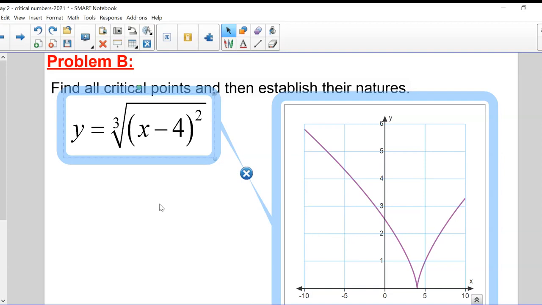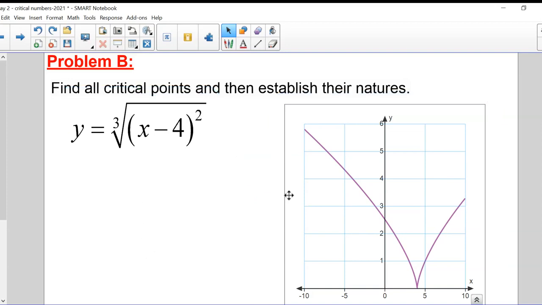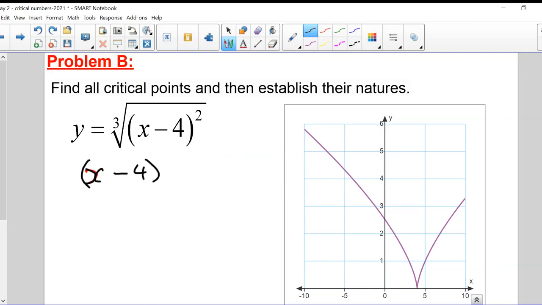But let's see if we can figure this out using the derivatives. Okay, so first things first, let's take this x. Let me go back to black here. I'm hoping this thing is not going to flake out on me today. X minus 4 to the power of... I'm going to make this to the power of 2/3 because that's the same thing.